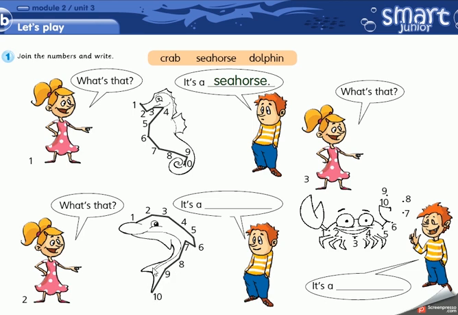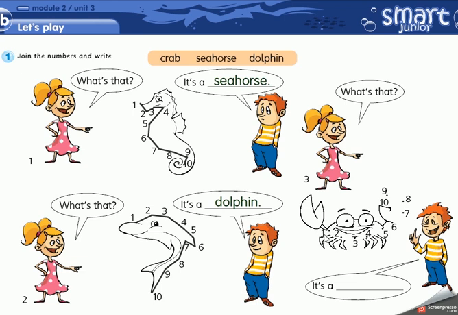1, 2, 3, 4, 5, 6, 7, 8, 9, and 10. Now, what's that? Is it a crab, or a seahorse, or a dolphin? What's that? It's a dolphin. Yes, it's a dolphin. Let's see number three. Okay, so let's follow the numbers.